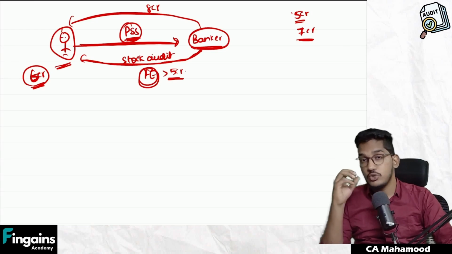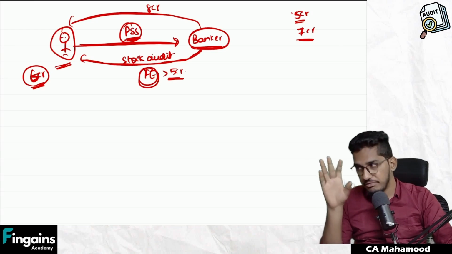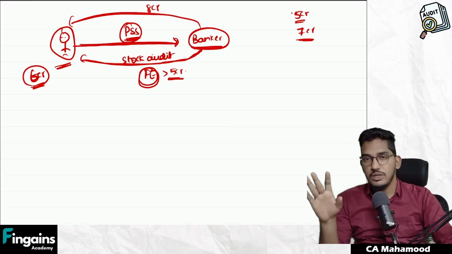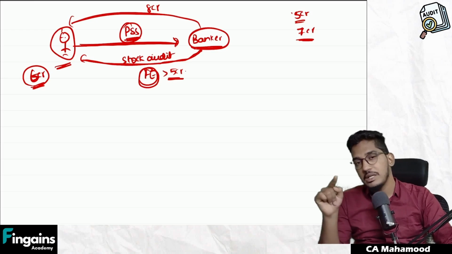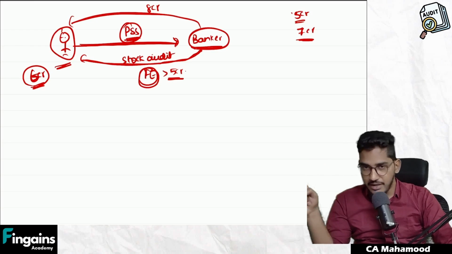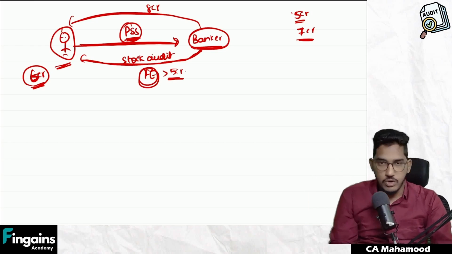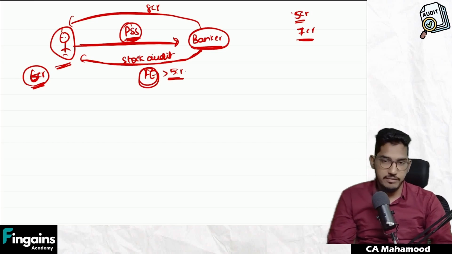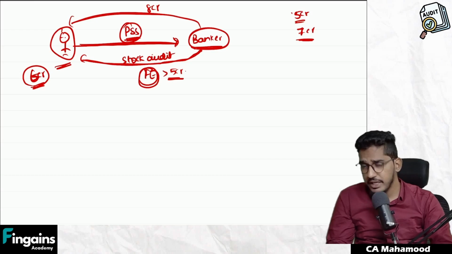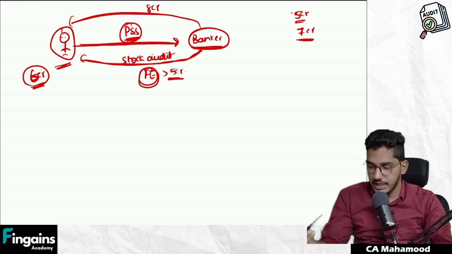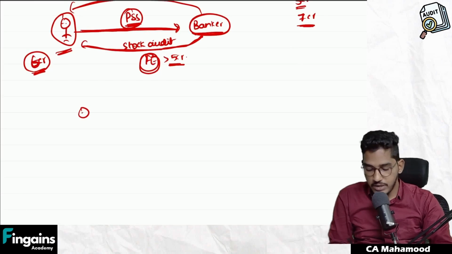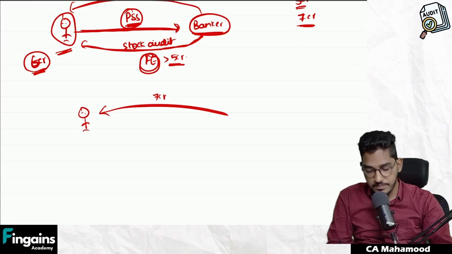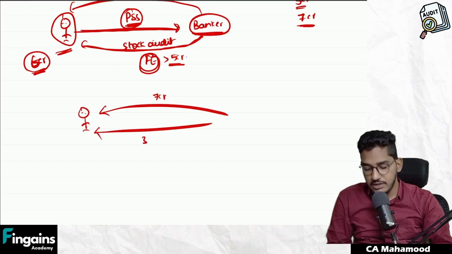If the borrower has utilized more than 5 crores worth of short-term loan, then only the banker, in addition to getting periodic stock statements, should also go and do a stock audit. In what cases, guys? When the funded exposure is more than 5 crores. What do you mean by funded exposure? Drawing power? No. Funded exposure is the actual amount utilized. Take for example, to one borrower, the banker has given a drawing power of 7 crore rupees. But he utilized only 3 crore rupees.